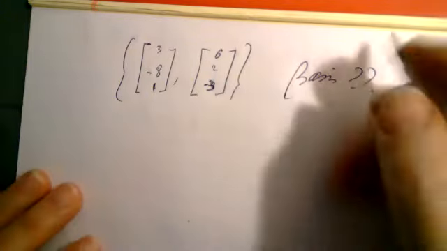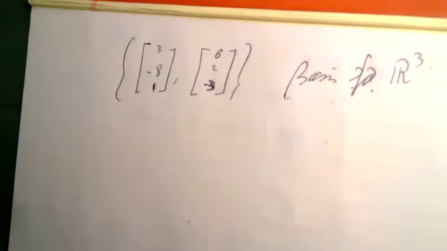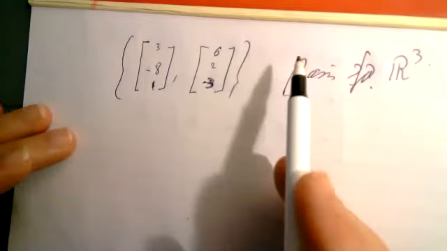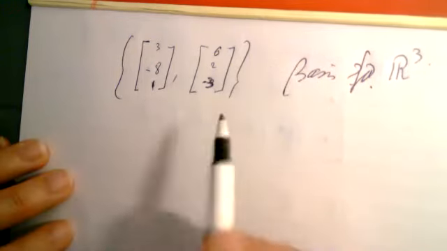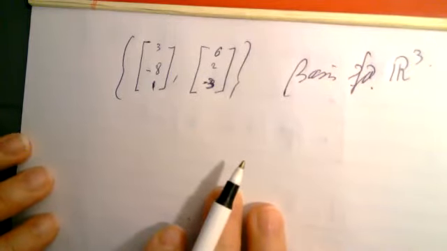Do they form a basis for R3? It means my subspace is R3. I want to cover all of R3. So do they form a basis? No. Justify: no, because the span is not R3. You have two vectors. Even if they are linearly independent, which I think they are in this scenario, it doesn't really matter. The spanning property is absolutely not satisfied.